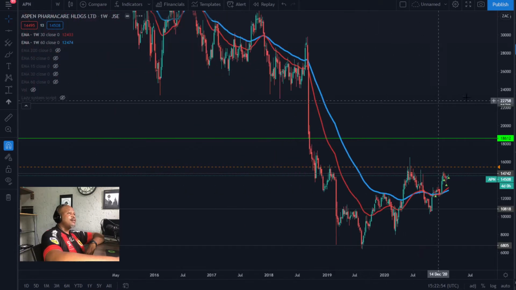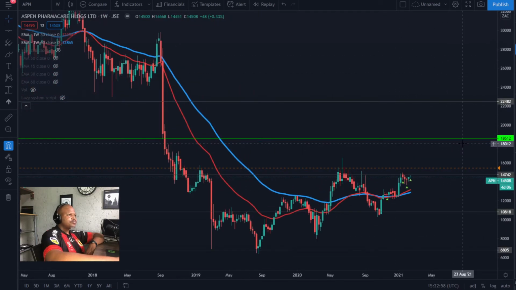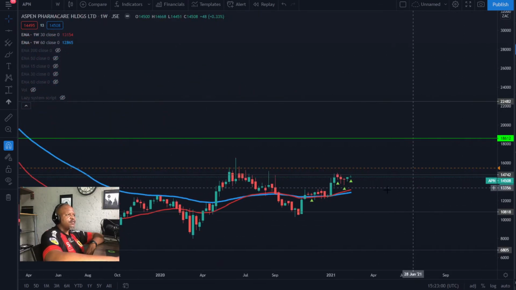Similarly, I've drawn my lines here using these light gray lines, and I've locked them nicely prior to recording the video. So as you can see, 30 now is above the 60. So I'm just waiting for the breakthrough at that 147 level.